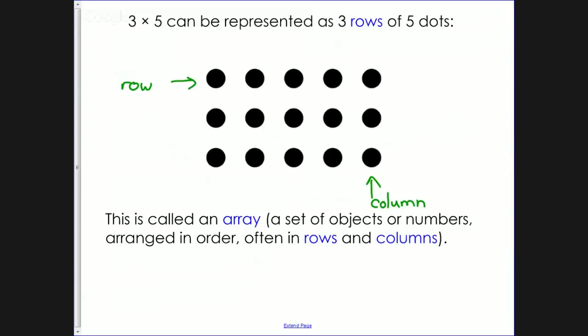So here we have 3 rows, 1, 2, 3, and 5 columns, 1, 2, 3, 4, 5. So we can count by 5s 3 times, 5, 10, 15. We could also count by 3s 5 times if we were to count the columns. But in this case, they're asking us to count the rows. And counting by 5s is an easier step than counting by 3s.